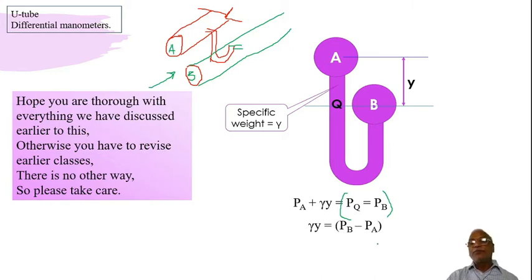So simply, the unit weight or specific weight of the liquid multiplied by the level difference between A and B gives you the pressure difference between the points A and B, PB minus PA. If you want PA minus PB, obviously this will be minus gamma Y actually.